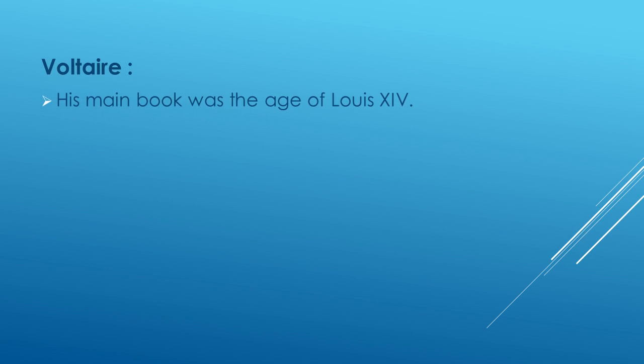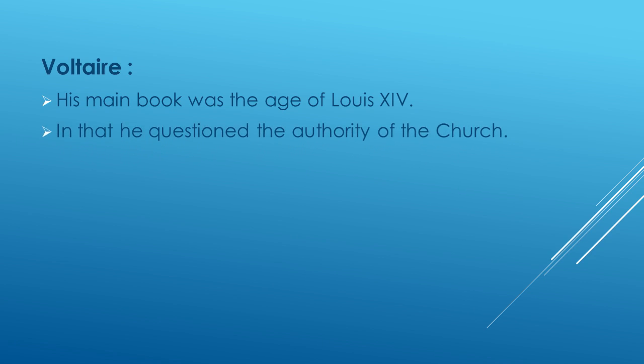Voltaire. His main book was The Age of Louis XIV. In this book, which he dedicated mainly to King Louis XIV, he wrote about the contribution of Louis XIV. In that, he questioned the authority of the church. Louis XIV was the first king who challenged the authority of the church, and that is why in his book he wrote about how Louis XIV challenged or questioned the authority of the church.